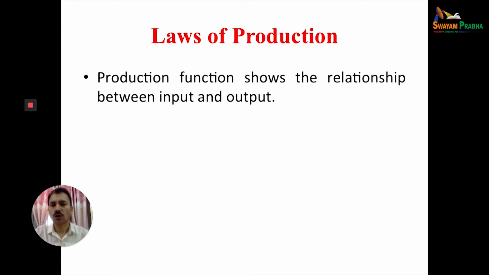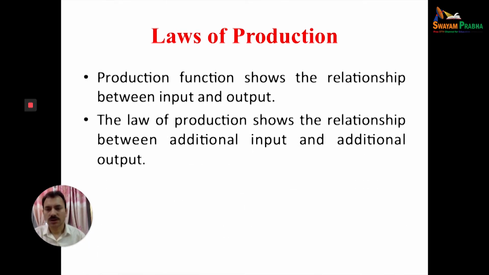Now let us discuss the laws of production. The production function we have discussed shows the relationship between input and output. The technical relationship between input and output is the production function. But the laws of production show the relationship between additional input and additional output. Try to understand this concept. The production function simply explains the relationship between input and output, whereas the relationship between additional input and additional output we discuss in the laws of production.